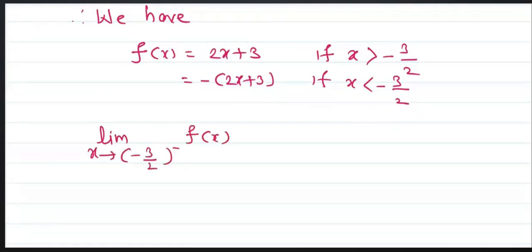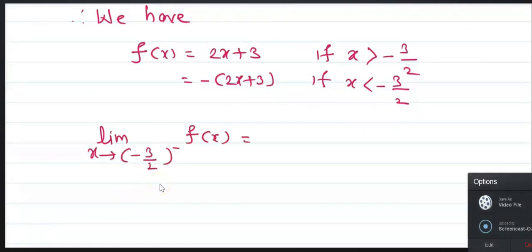Now in this case, we will find out the two limits. Once the left hand side limit, this x is less than minus 3 by 2, this will be the left hand side limit, and x is greater than minus 3 by 2, this will be the right hand side limit for the function. That is, we take the function as 2x plus 3.